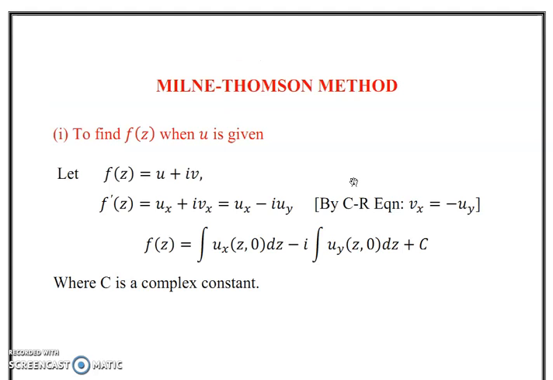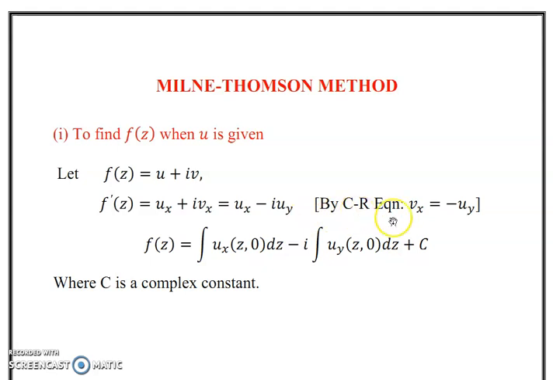In this method, we have two types of formula. First one, the real part u is given, how to find the f of z. Now consider the function f of z equal to u plus iv. Taking derivative of f dash of z with respect to x, we get f dash of z equal to ux plus ivx.